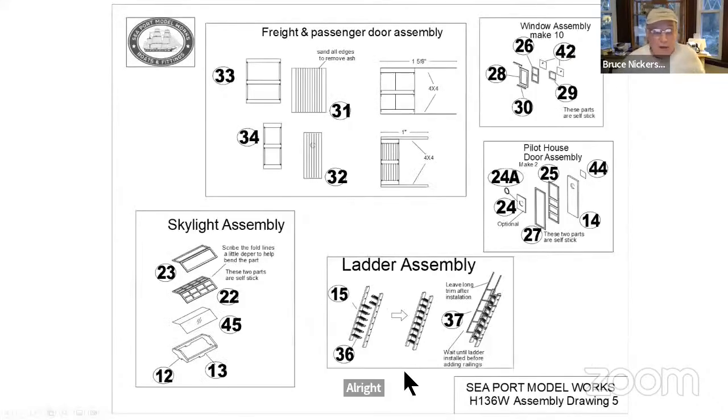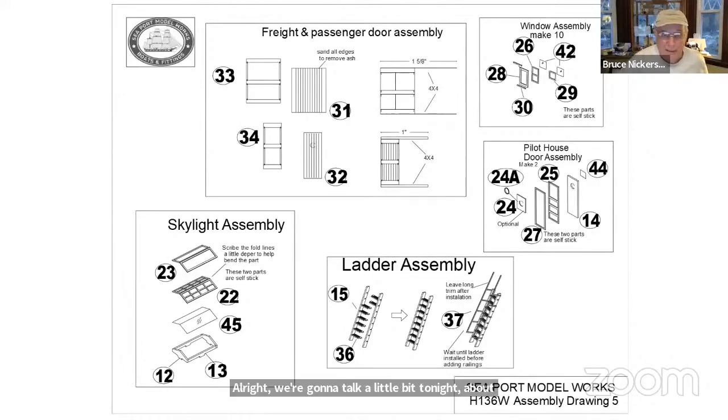All right, we're going to talk a little bit tonight about the assembly of components. The first thing we're going to look at is the pilot house door assembly. As you can see, this is kind of like a sandwich or a layered effect. These pieces also have the self-stick on them.